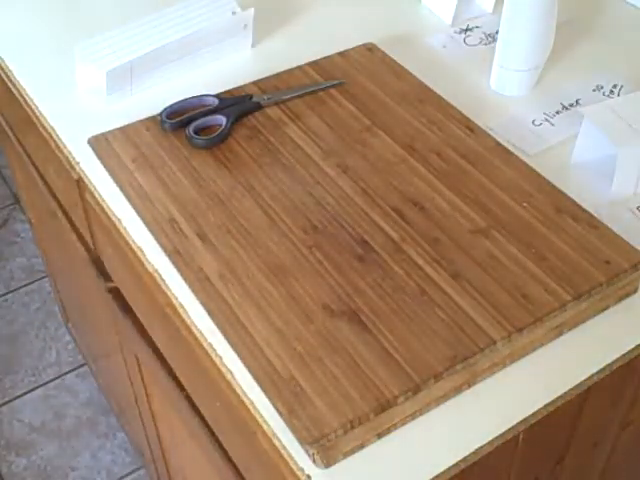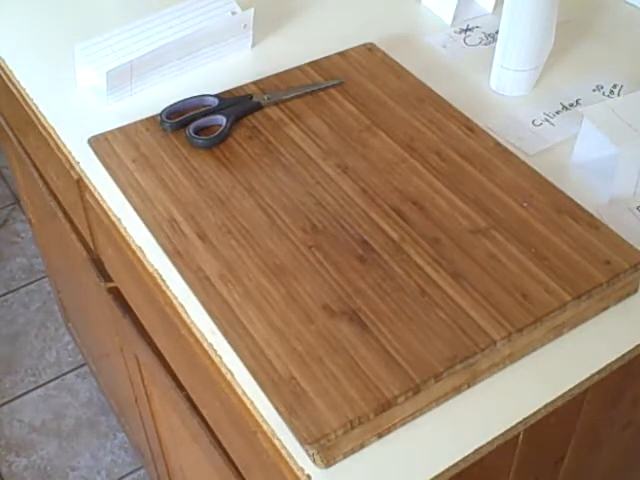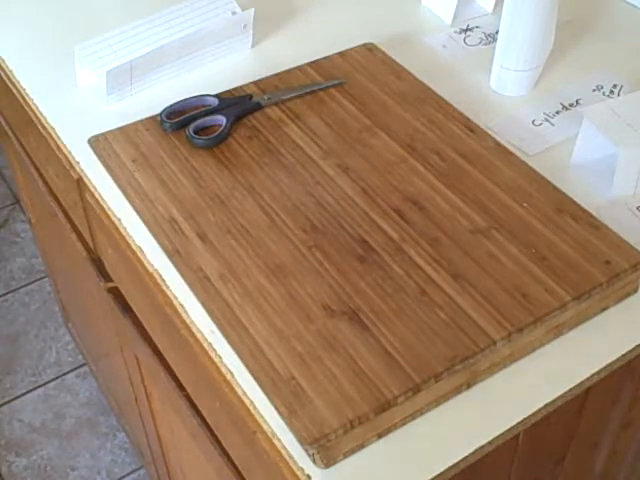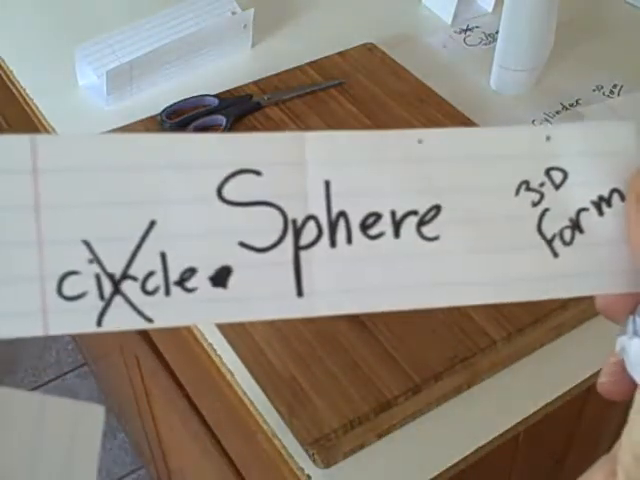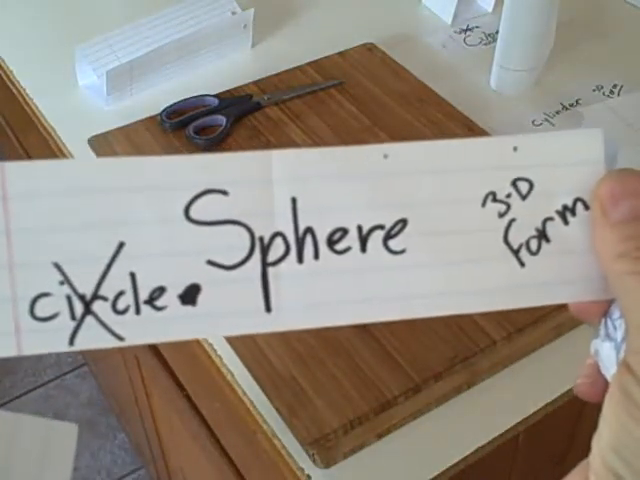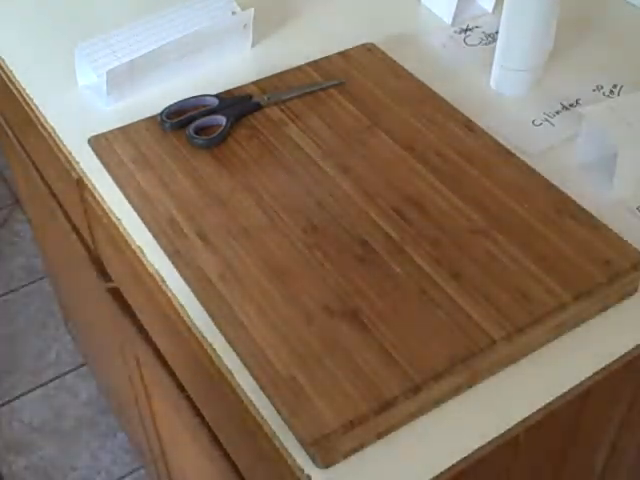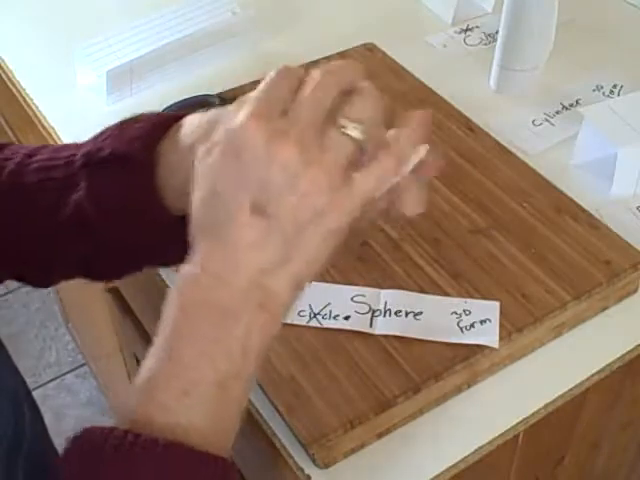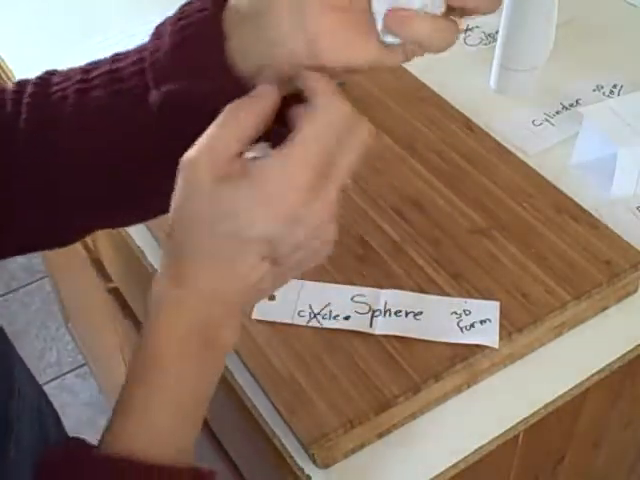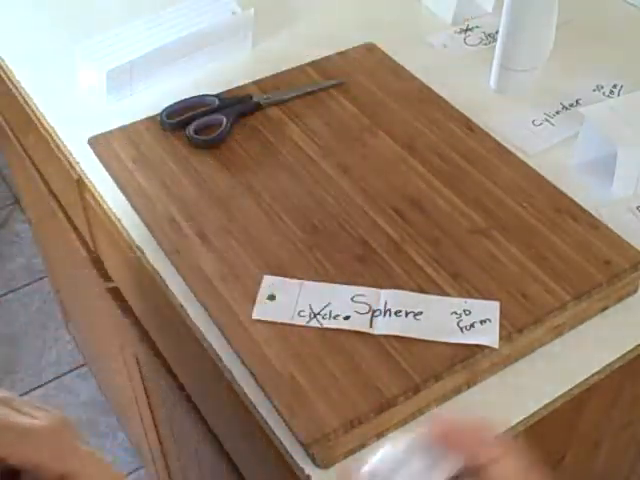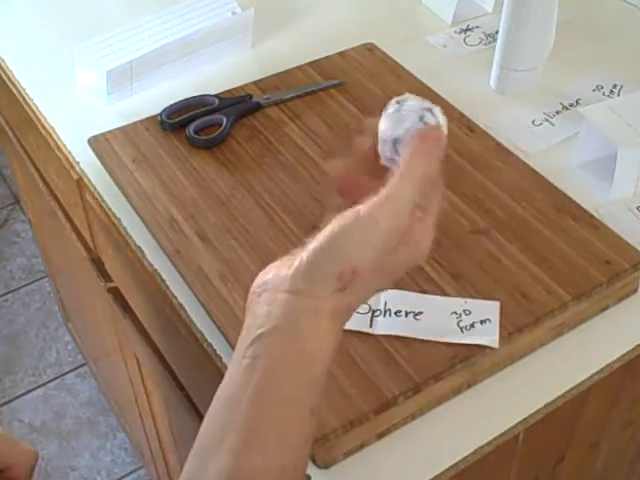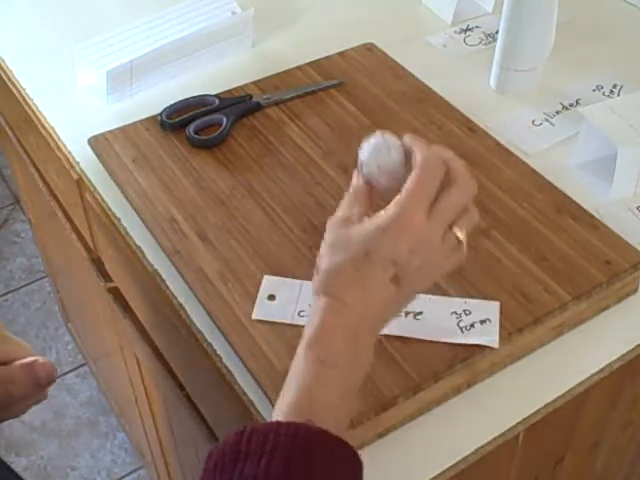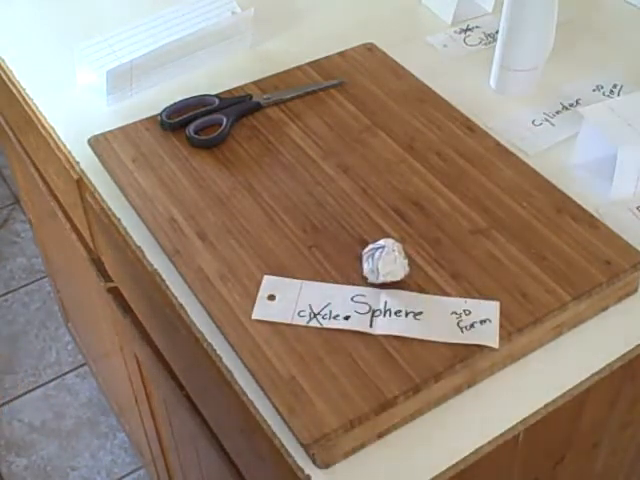The last one we're going to do is a circle that has become three-dimensional. Now it is called a sphere. A sphere. It used to be a circle, but when it becomes three-dimensional, it's a form. So we're going to just take a piece of paper. We're just going to wad it up, just like that, and we're going to come up with pretty close to a sphere. It's not perfect, but it's pretty close.